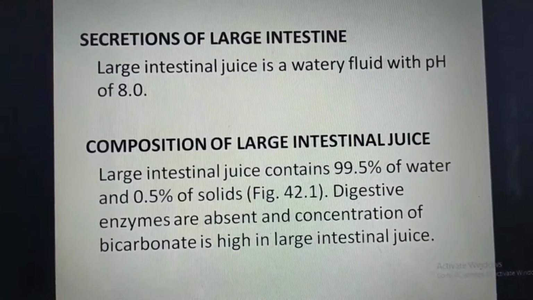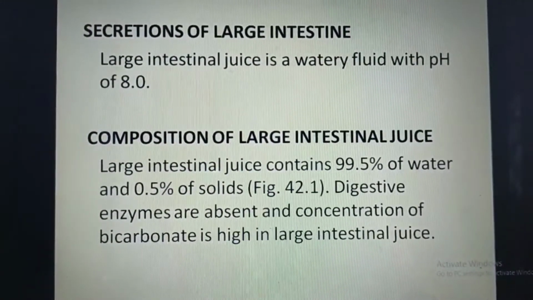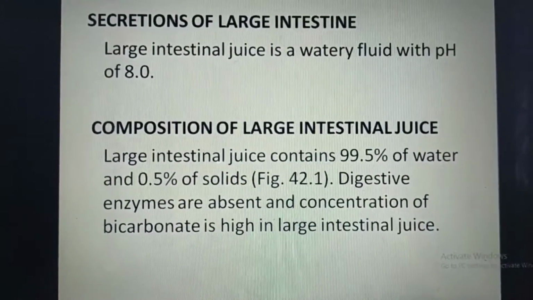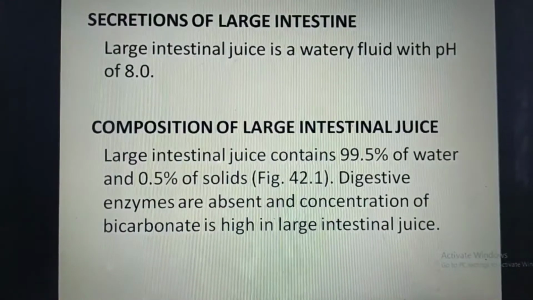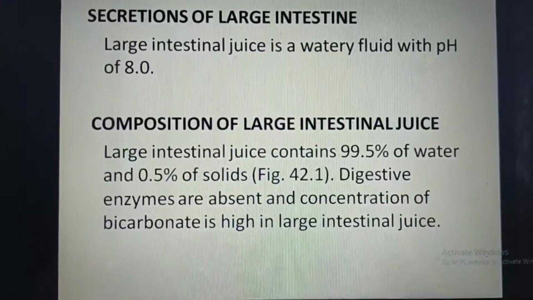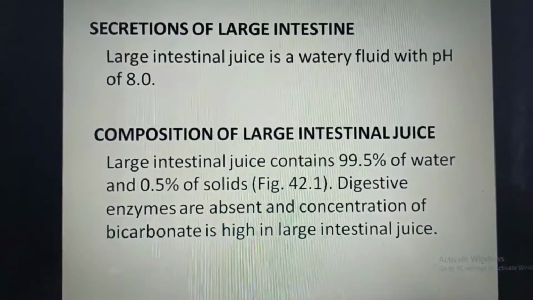Now we'll see the secretion of the large intestine. Large intestine juice is a watery fluid with pH of 8. Composition of large intestine juice. Large intestinal juice contains 99.5% of water and 0.5% of solids. Digestive enzymes are absent and concentration of bicarbonate is high in large intestinal juice.